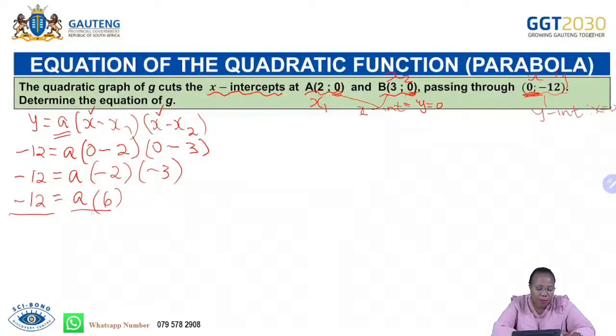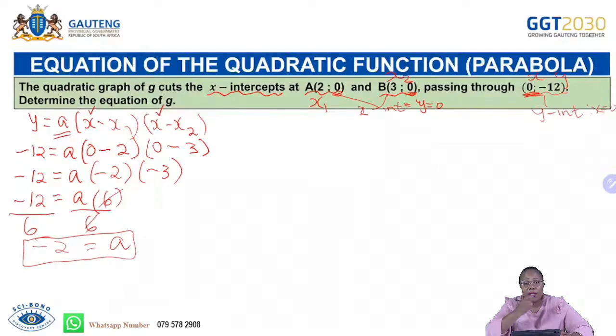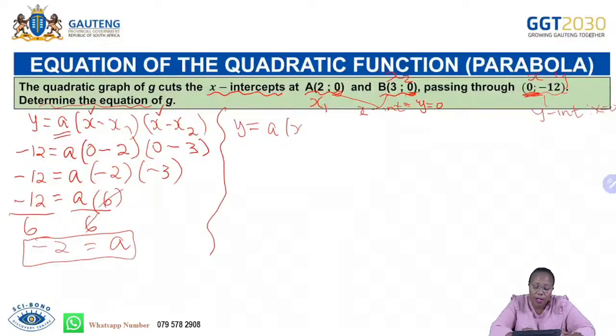So we divide both sides by 6. Then a will be equal to negative 12 over 6, that is negative 2. So the value of a will be negative 2. But we are not looking for the value of a, we are looking for the equation of g. Then we are going back into the original equation now, y is equal to a into (x minus x1) into (x minus x2).